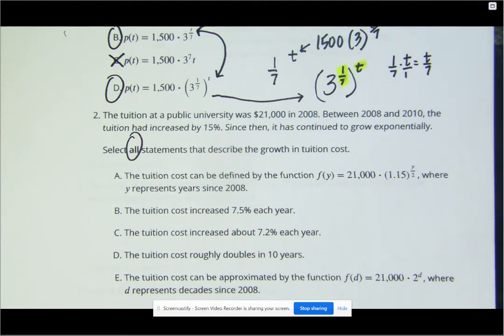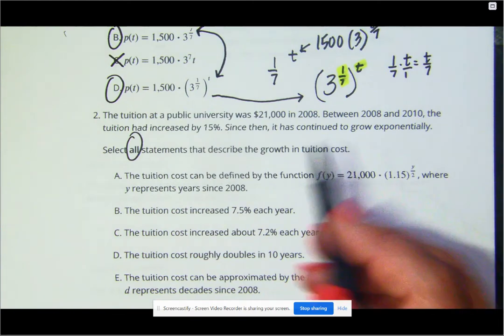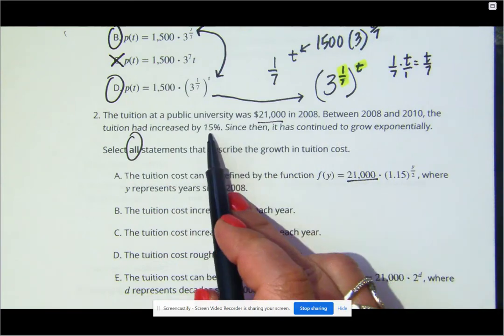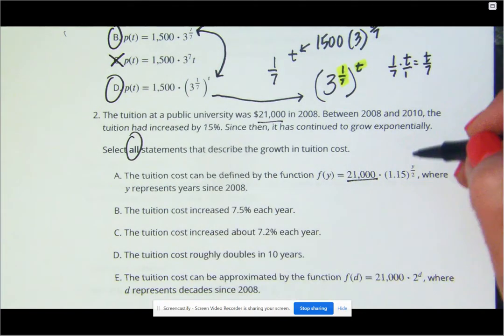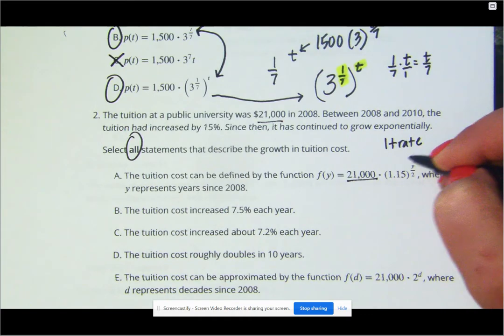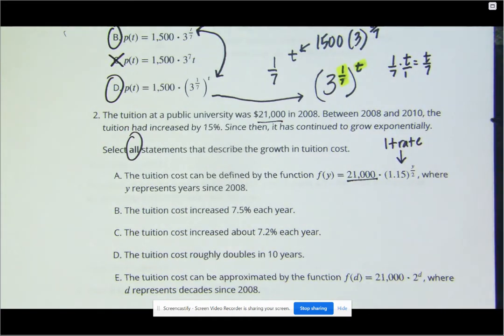All right, let's just go through these. The tuition cost can be defined by the function f of y equals 21,000 times 1.15 to the y over t, where y represents years. Okay, so let's see if everything lines up. 21,000 starting. Yep. If it's increasing by 15%, remember your growth factor is 1 plus the rate. So it's 1.15. Yep, that's good.